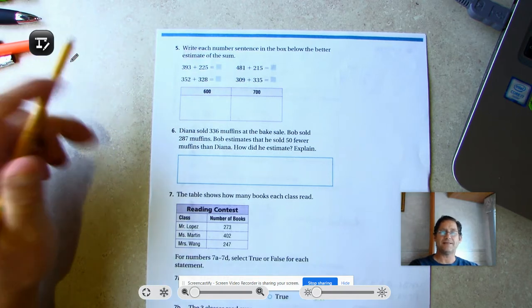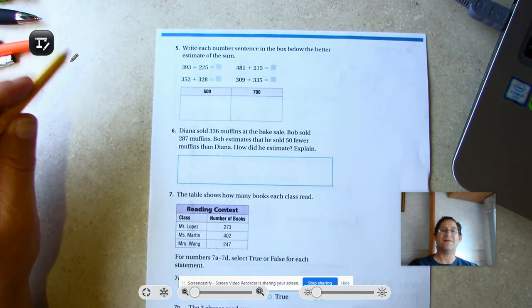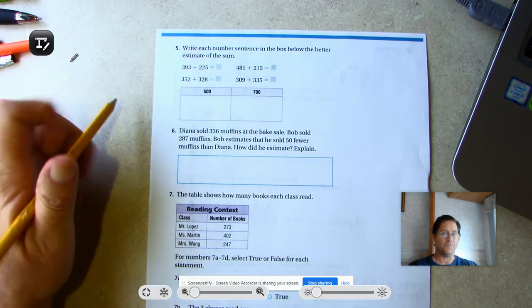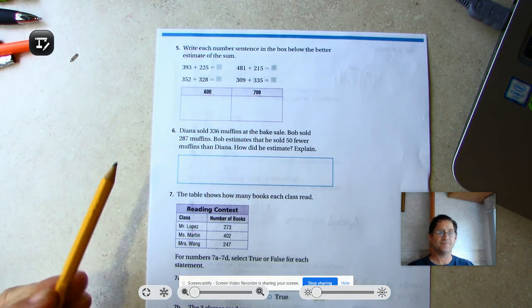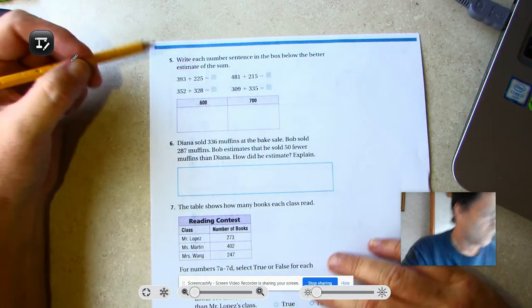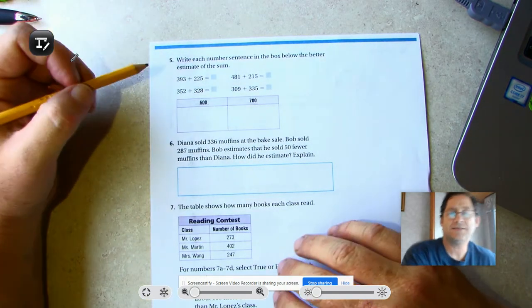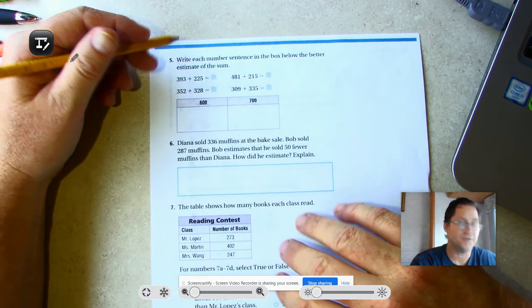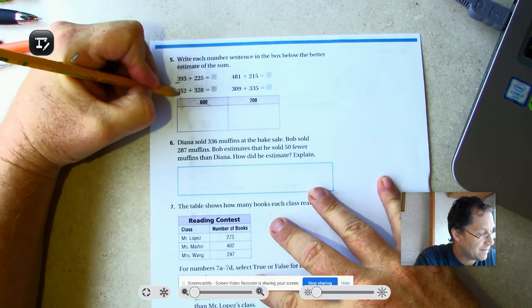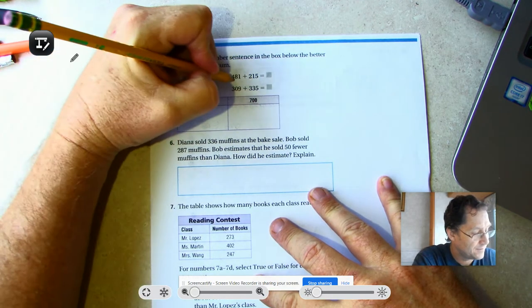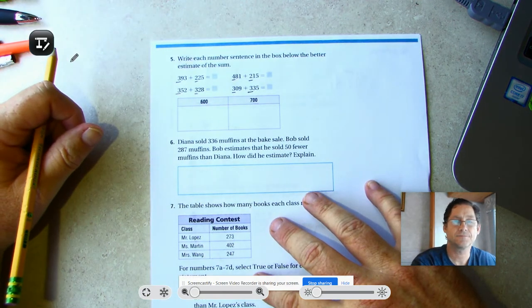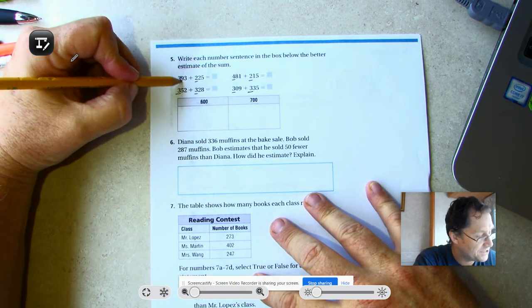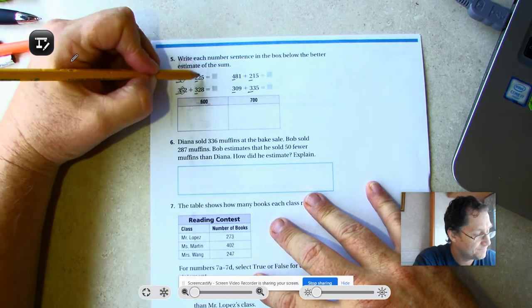All right, page 56. Write each number sentence in the box below the better estimate of the sum. And we want numbers that have a sum of 600 or 700. Okay, so round both of the add-ins to the nearest 100. So again, I'm going to quickly underline the place that I want to round to. Then I want to circle the digit immediately to the right.